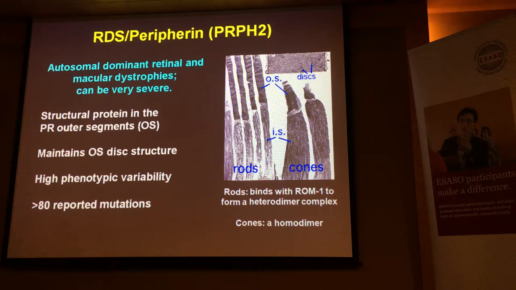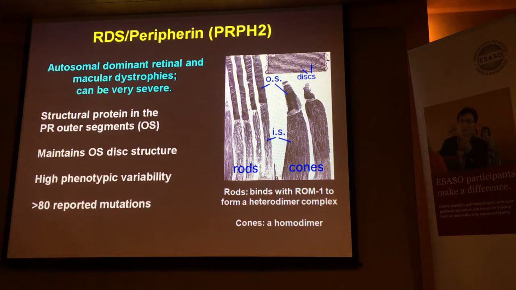And it was Dick Welliver's group who first, I think in 1995, showed that you were going to get RP, cone dystrophy and macular dystrophy within the same family. So they must carry the same mutation, but they have very different phenotypic expression.